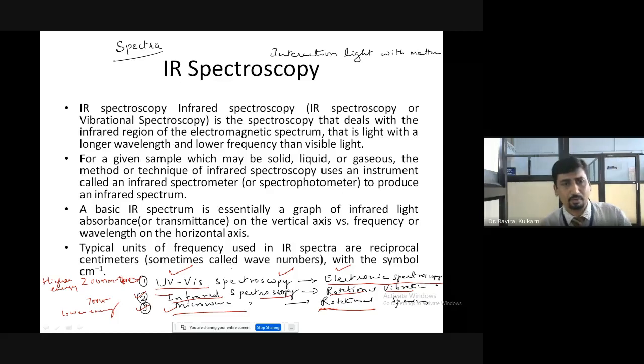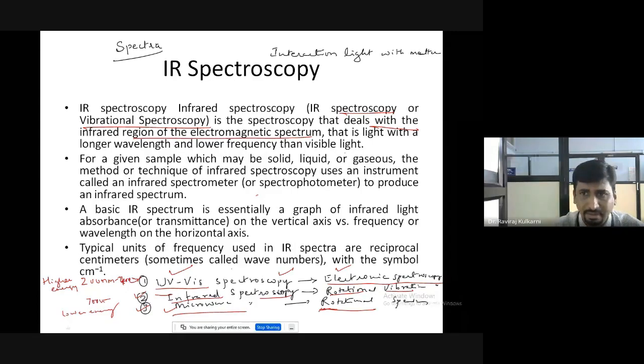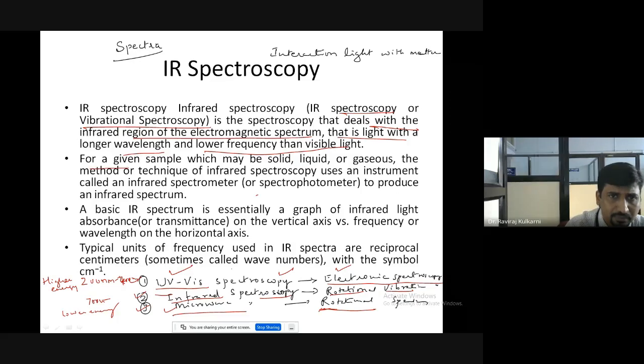I'll discuss briefly what infrared spectroscopy is. It is basically rotational vibrational spectroscopy, or simply vibrational spectroscopy, that deals with the infrared region of the electromagnetic spectrum, that is, light with a longer wavelength and lower frequency than visible light. For a given sample, which may be solid, liquid or gaseous, we are talking about solid samples. Vibrational here means we are talking about nanoparticles.